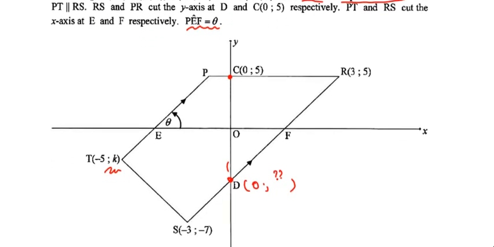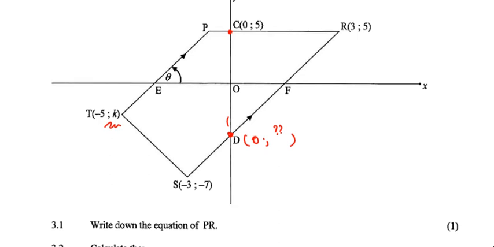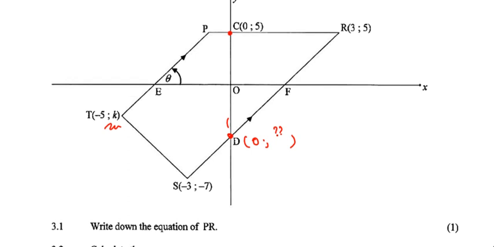Let's look at the first question. The first question says, write down the equation of PR. Now, if you examine PR, you see that the y-coordinates of P and R are the same, 5 and 5, and that implies that PR is a horizontal line. And if it's a horizontal line, then your y-coordinates are equal.